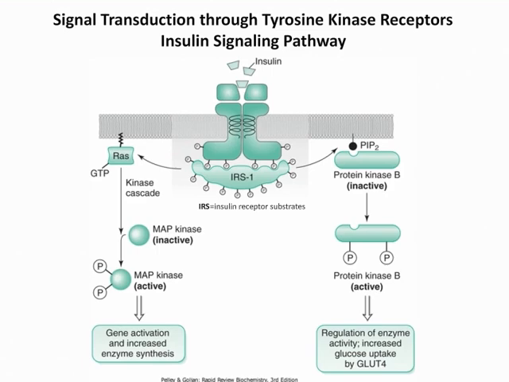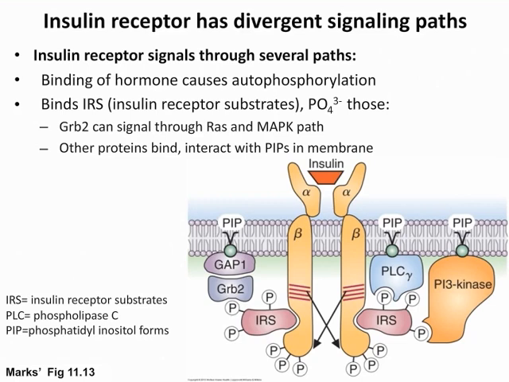So another type is the insulin signaling pathway. This is just a very general one. We'll go on to the next slide so we can explain it first. The insulin receptor has divergent signaling paths, which means that it can lead to all different types of signal pathways. So we have a dimer, again, made of 2 alpha and 2 beta subunits. Insulin is your ligand that binds to it, which activates everything.